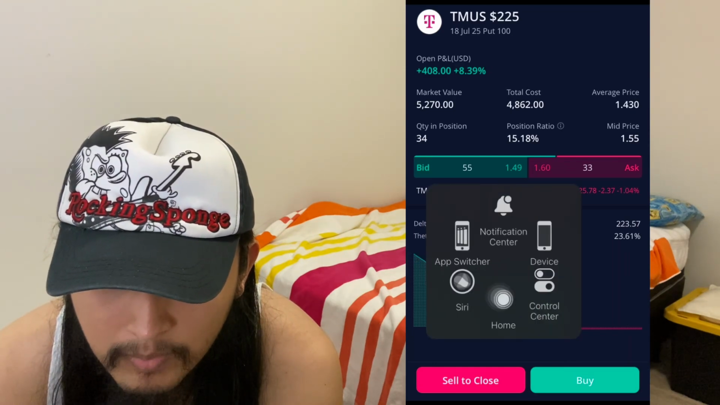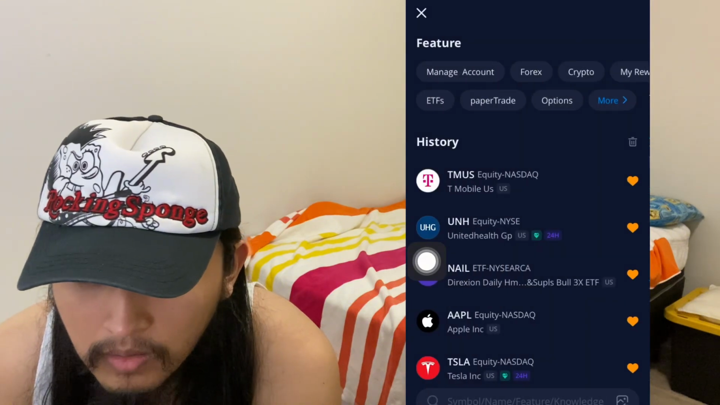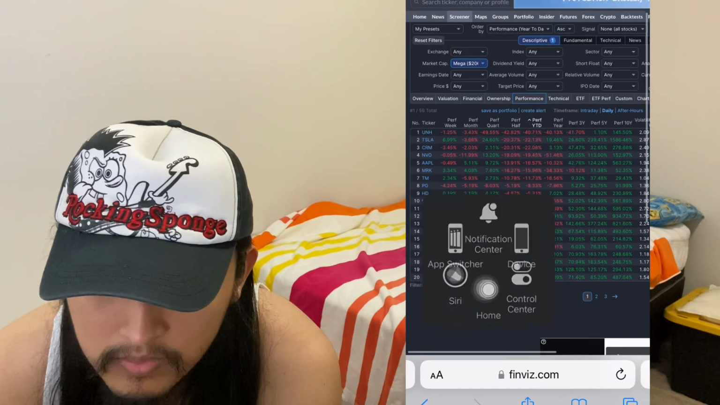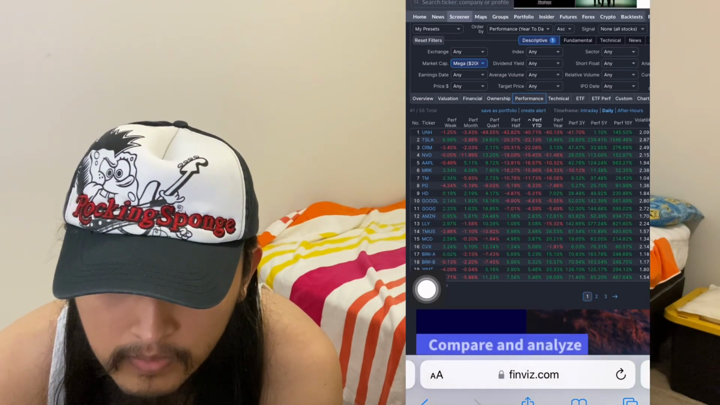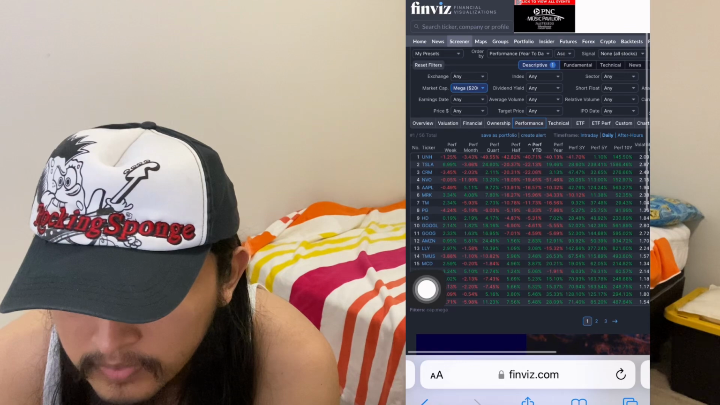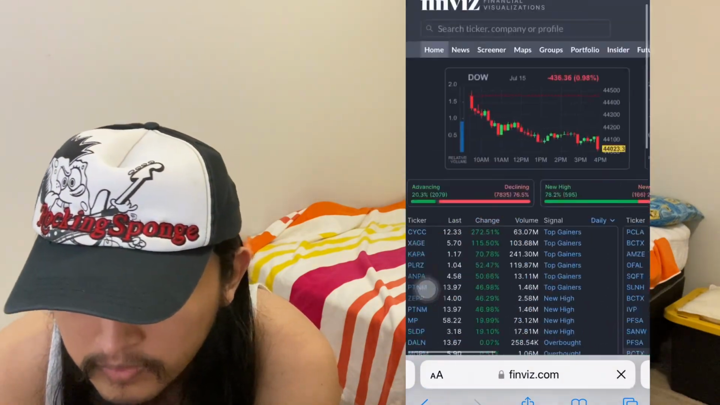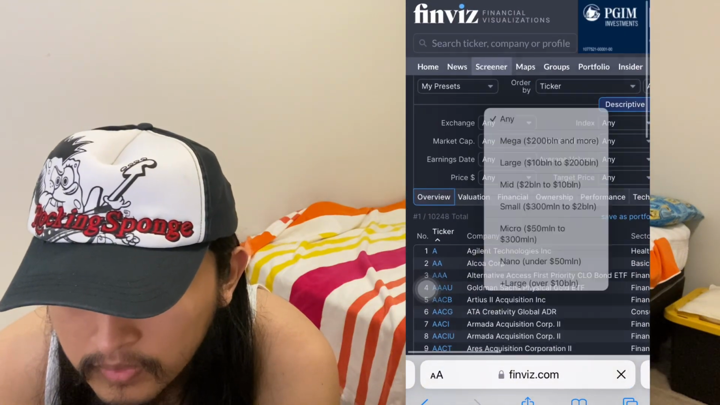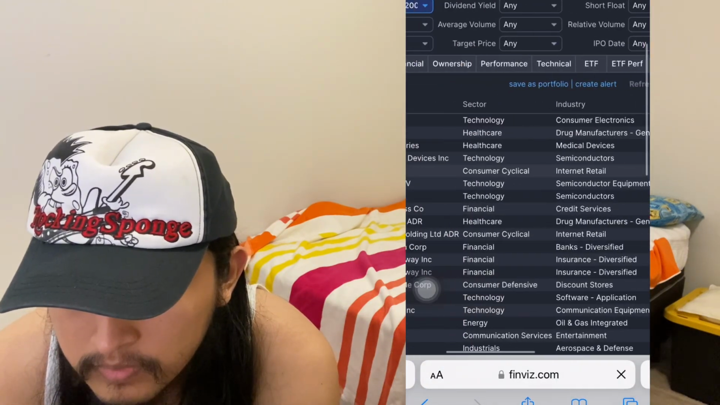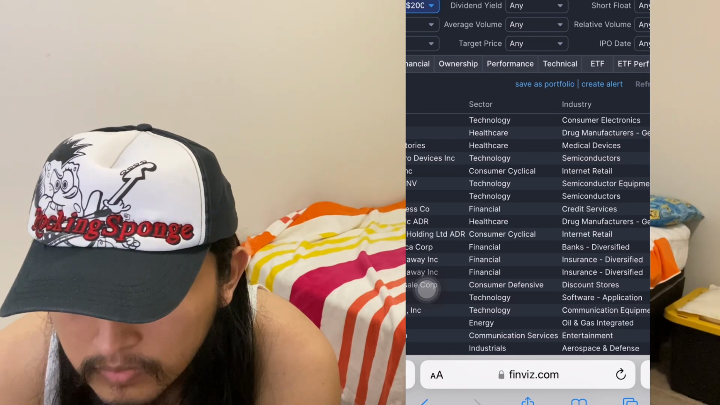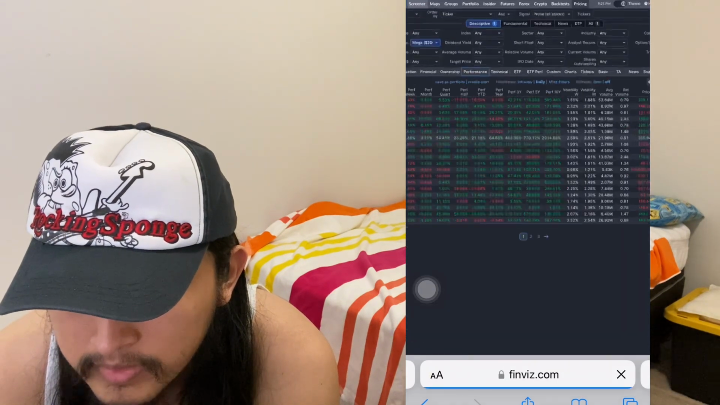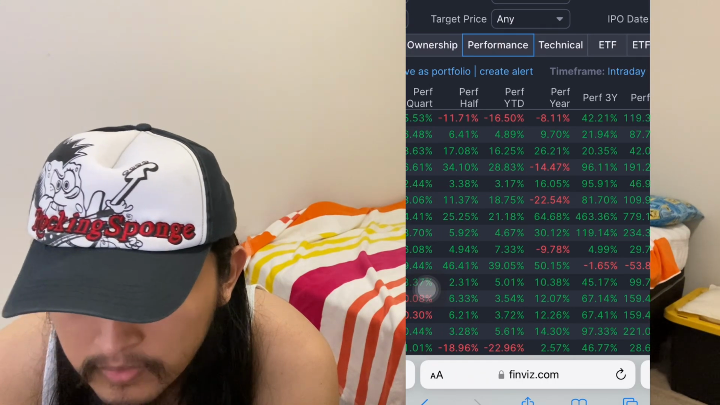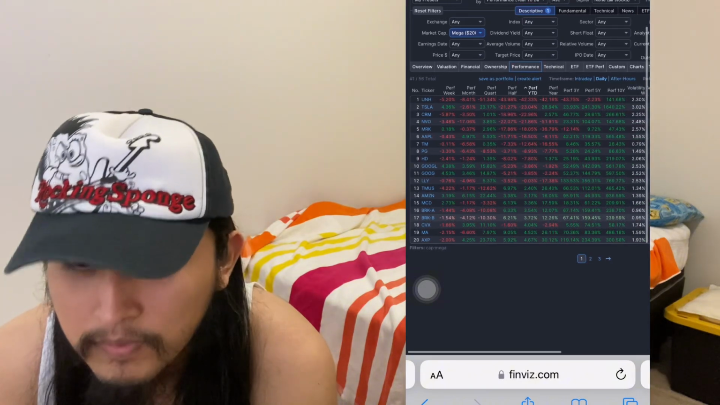Basically what the game plan is, you create a watch list using finviz.com, right? And basically you do it by going here on Screener, here on Market Cap, here on Mega, Performance, and then click where it says Perf YTD, and it's going to show you a list of stocks from worst to best.